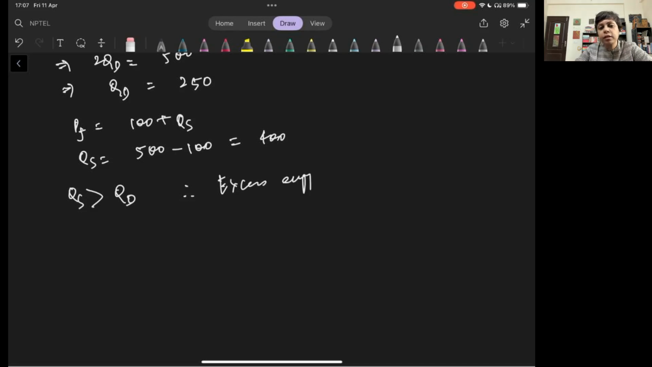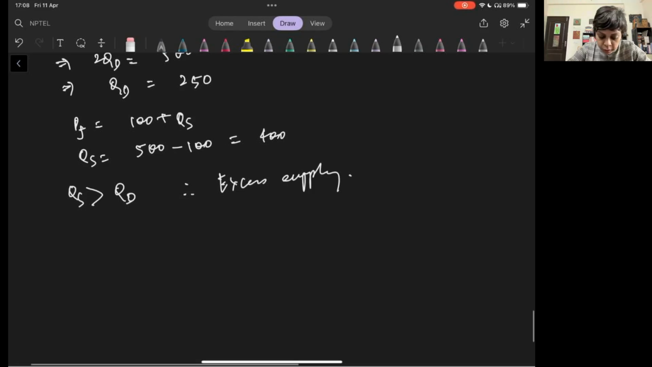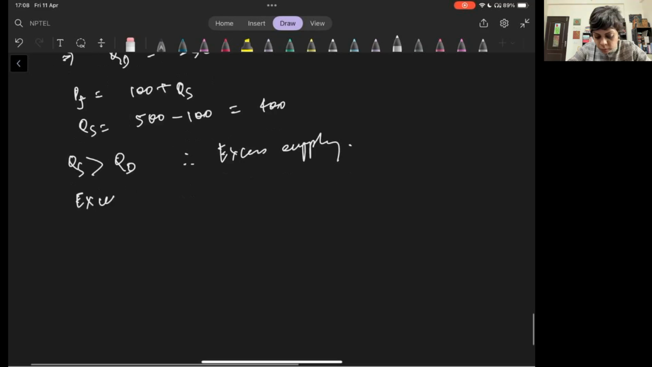And that makes sense because at a very high price, a lot of sellers will be wanting to supply that quantity, whereas much fewer buyers will be wanting to buy that good, right? So there will be excess supply. Firstly, suppliers have increased. Secondly, buyers have reduced. So there is going to be an excess supply, and the excess quantity is equal to 400 minus 250, which is 150.